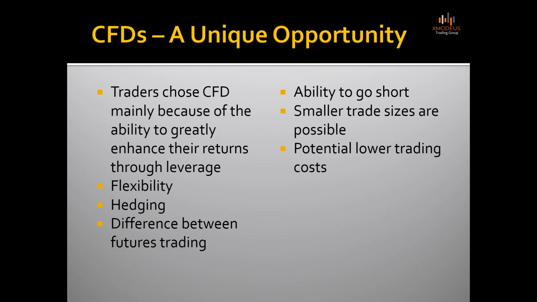We spoke about the ability to short, the ability to trade small sizes as well. Some CFDs, like the stock index CFDs and also commodity CFDs, you can actually trade fractional sizes. So you can trade smaller sizes if you want, right? In futures, of course, there are standard sizes, but in CFDs, you can trade smaller sizes. And because of that, there are also potentially lower trading costs. Certain CFDs, there's no commission, right? There's only the spread. So these are the unique features of CFDs.